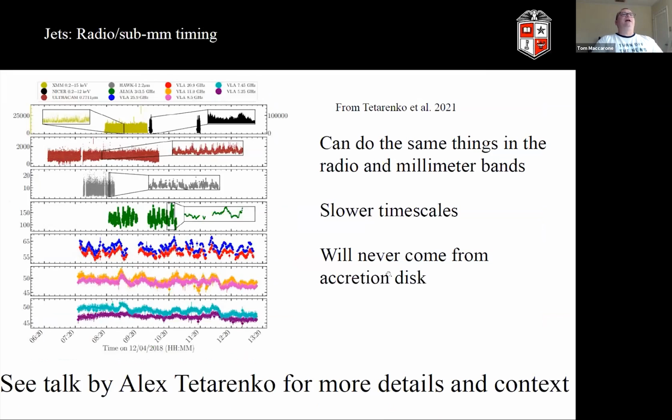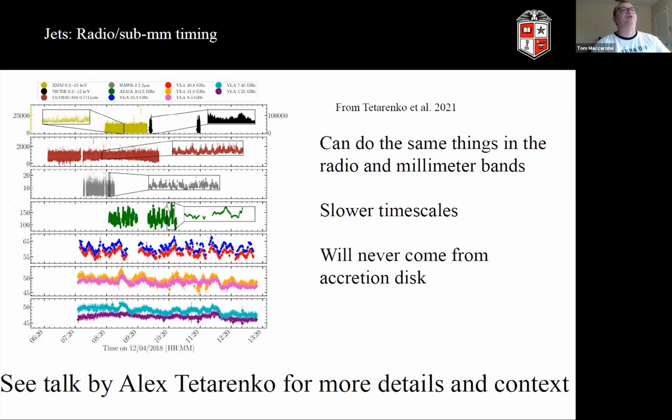All right, so the next thing you could do is you go even further up the jet to the radio and sub-millimeter bands. This is from a plot from Alex Teterenko, who's also speaking later today, from a paper that came out earlier this year on MAXI J1820+070. And you can see variability in X-rays up here, optical here, near infrared here, and then progressively longer wavelength radio data moving down, right?